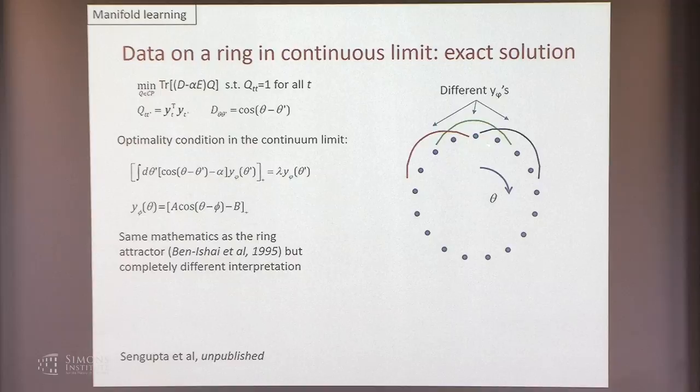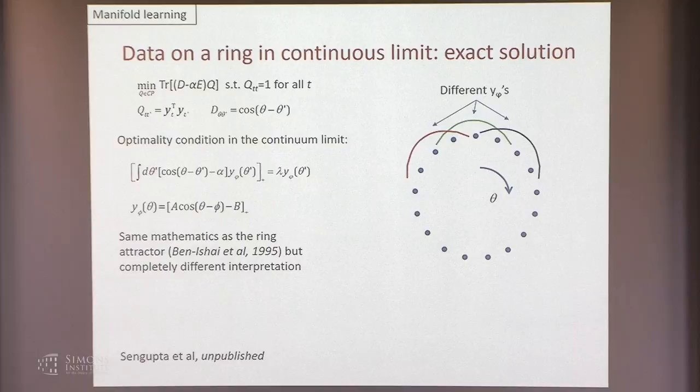In the ring attractor, these are individual neurons that interact with each other. Here, these are data points that interact with each other in the data space through this computation. Well, you do dot products, so it's not really surprising that you get cosine. Anirvan Sengupta derived this, so it took work. But there is now an exact solution that shows that this is what our network does. It does learn these cosine kernels in a data-dependent way, just as promised.